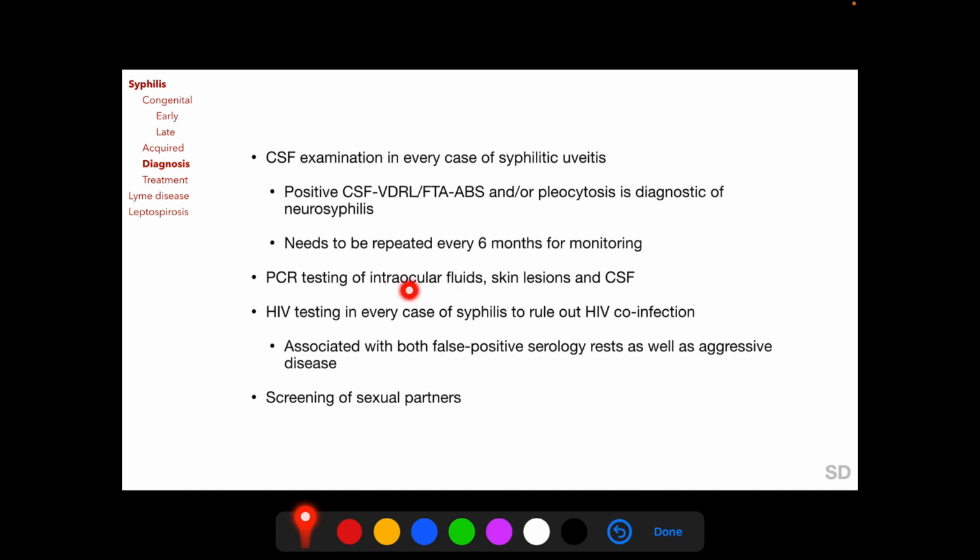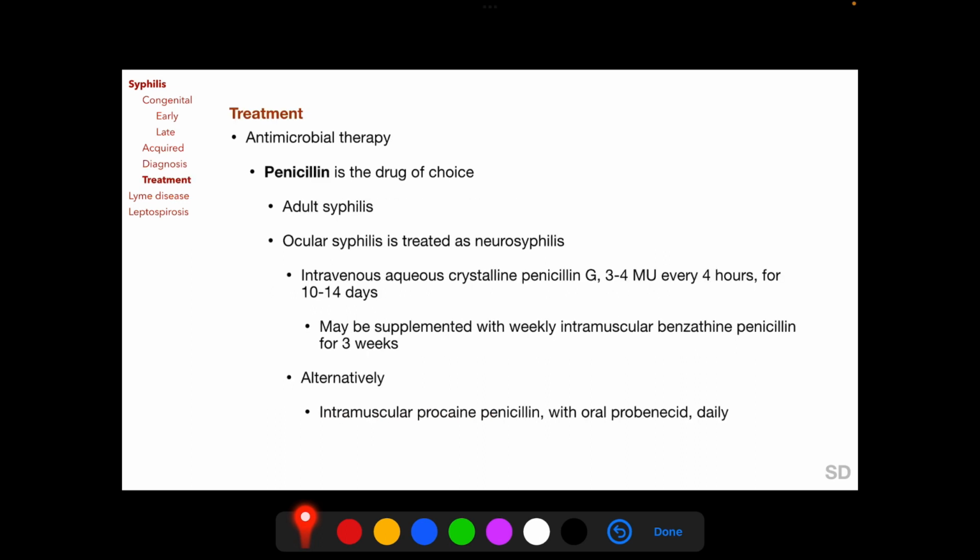PCR testing of intraocular fluids, skin lesions and CSF can also be done, and HIV testing should be done in every case of syphilis to rule out HIV co-infection, because HIV can be associated with both a false positive syphilis serology as well as aggressive manifestation of the syphilis disease itself. Screening of sexual partners is also recommended.